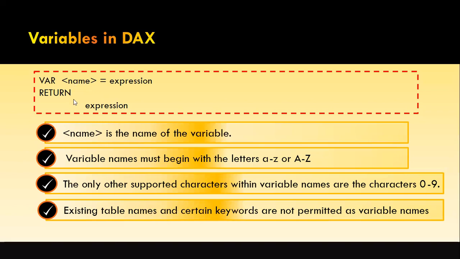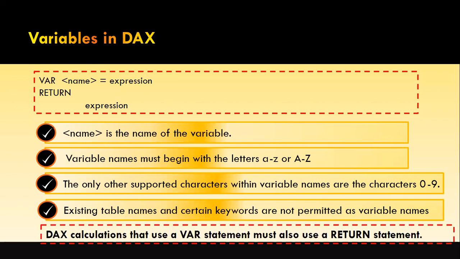The existing table name and certain keywords are not permitted as variable names. Let's say you have already created a table name. You cannot use the same table name as your variable name. And also you cannot use certain keywords. What are the keywords? Can someone tell me? The keywords are not permitted as variable names. For example, you have the ALL function, so you are not allowed to use ALL here. The reserved words or commands, you cannot use them.